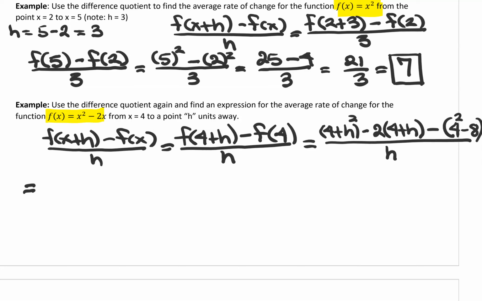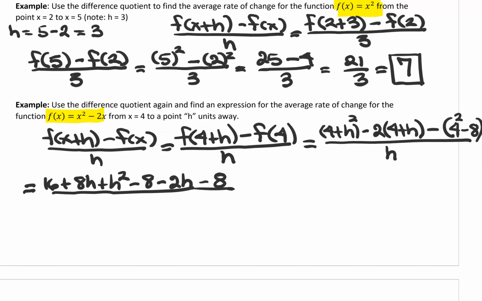Okay, so we've got some algebra to do here. So we need to FOIL 4 plus h squared. So if we FOIL that, we're going to get 16 plus 8h plus h squared. Distribute -2, so we get minus 8 minus 2h. And then let's clean up this 4 squared minus 8. So that's 16 minus 8, which is just 8, all divided by h.